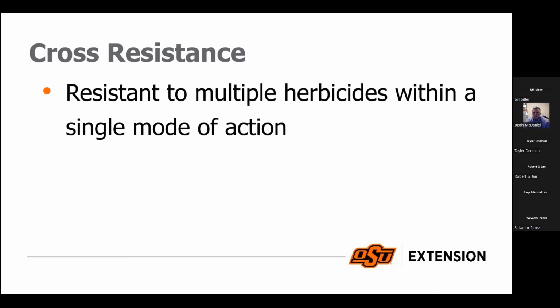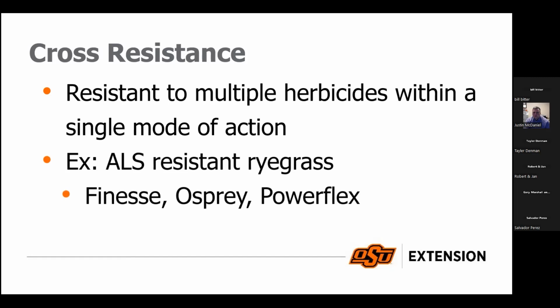Cross resistance. There are two main types of resistance. You have cross resistance, which is resistance to multiple herbicides within a single mode of action. For example, ALS resistance in ryegrass. You've got several different herbicides that have that mode of action that ryegrass is going to be resistant to.